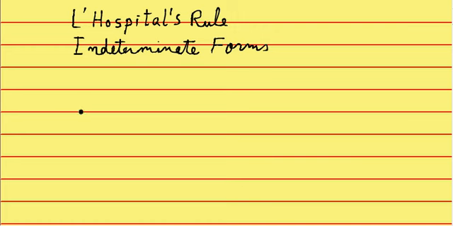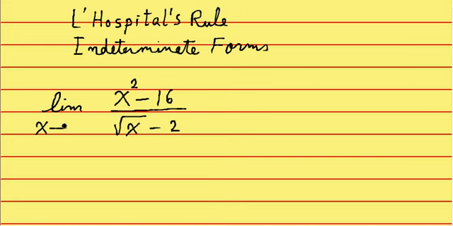From the beginning of the calculus class, you remember that you were studying the limit problem, and perhaps you came across questions like this. Say you had the limit of (x squared minus 16) over (radical x minus 2) as x approaches 4. Question: at the beginning of calculus 1, how would you find this limit?